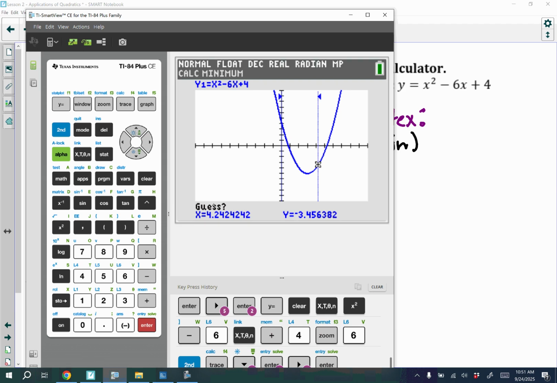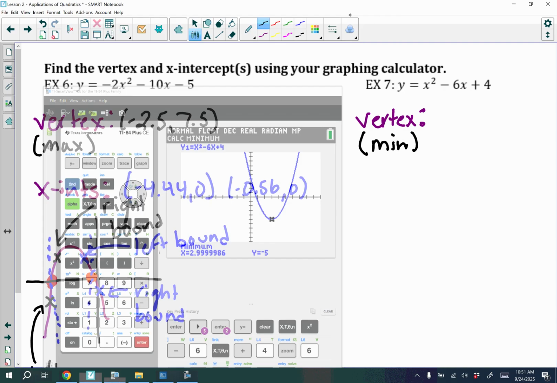Don't forget to press enter for a third time. You don't want to see guess. You want to see minimum. Okay, so here we get to round up since we're rounding to 2 decimals. So our x is 3, our y is -5. Let's write that.